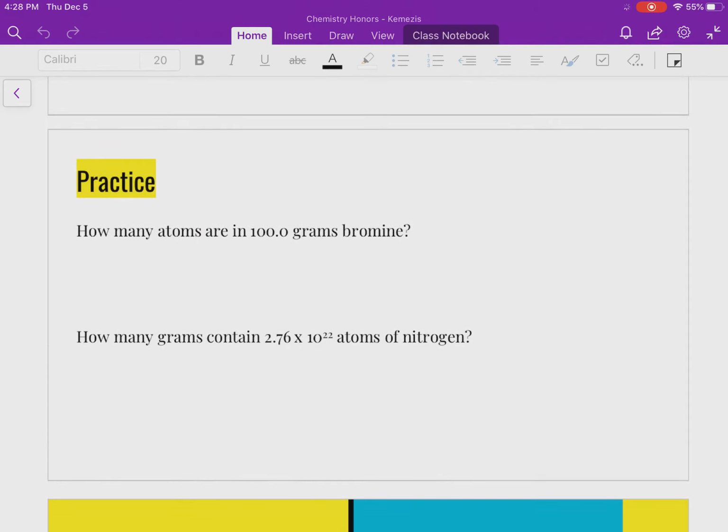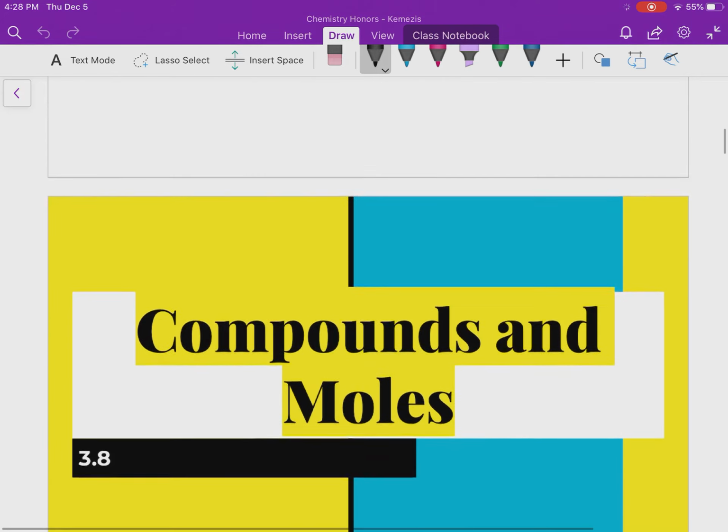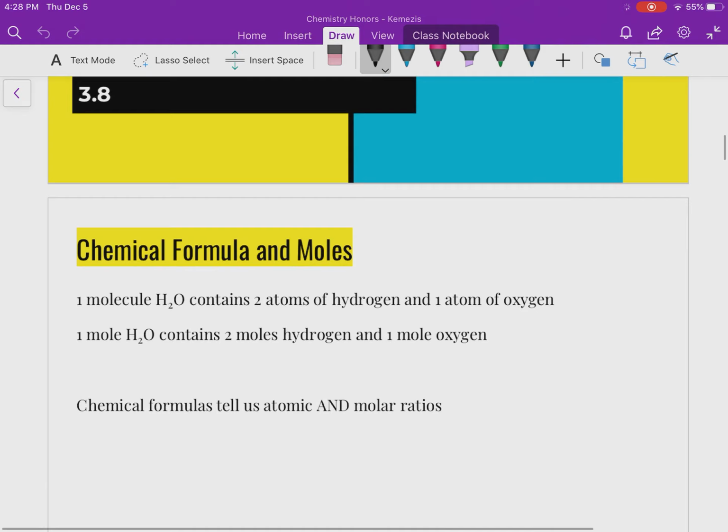We were talking about individual elements, right? Bromine, and we can look on the periodic table and find the molar mass of bromine, and same thing for nitrogen. But what happens when we have compounds? Before we talk about molar mass, let's talk about moles in thinking about our compounds. I'm going to look at this first one where it says 1 molecule of H2O.